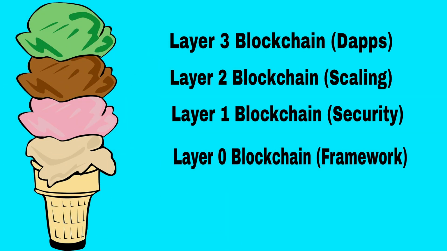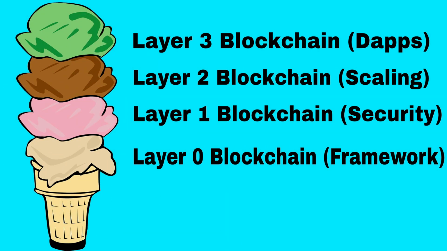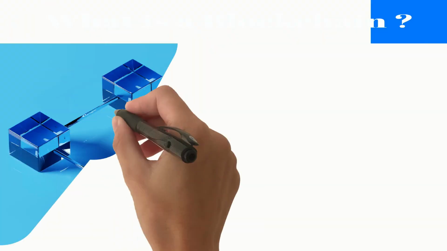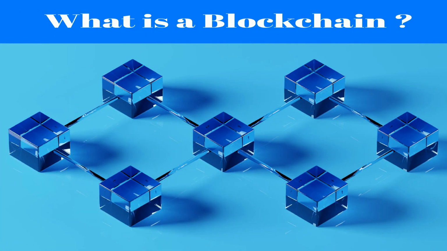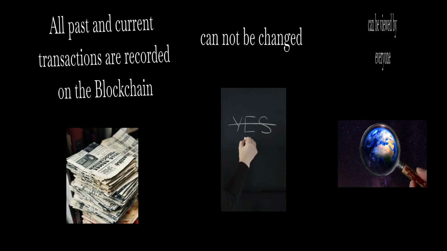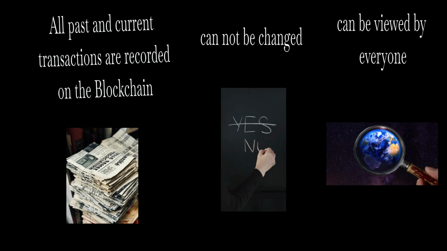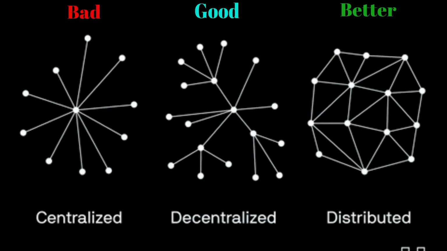Blockchain layers are categorized into 4 categories: Layer 0 to Layer 3. Blockchain, sometimes referred to as distributed ledger technology, makes the history of any digital asset unalterable and transparent through the use of a decentralized network and cryptographic hashing.